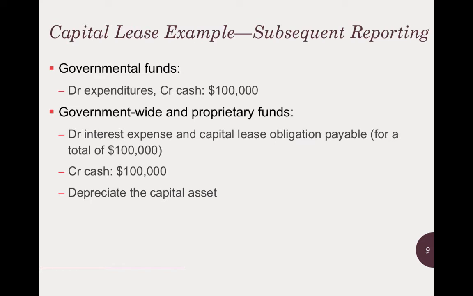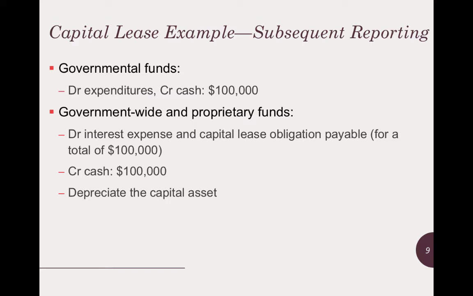In subsequent years, then, in the governmental funds, as those payments of $100,000 a year come due, you're going to record an expenditure, and you're going to credit cash if you're making the payment right away, or you're going to credit a payable until you do make the payment.